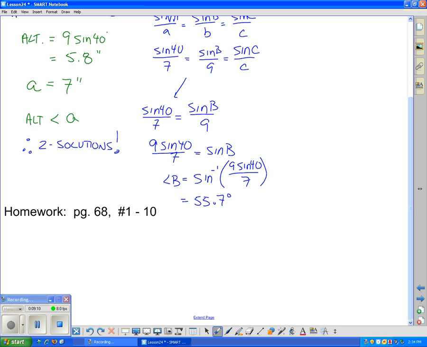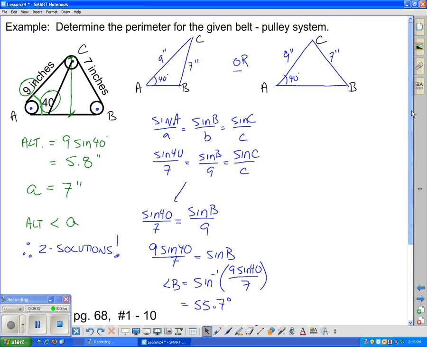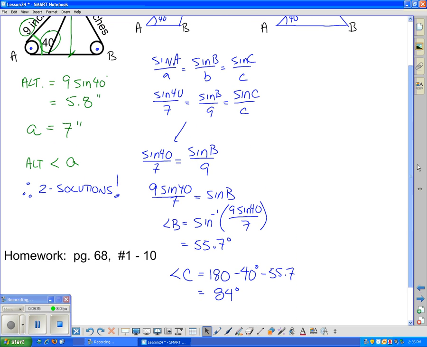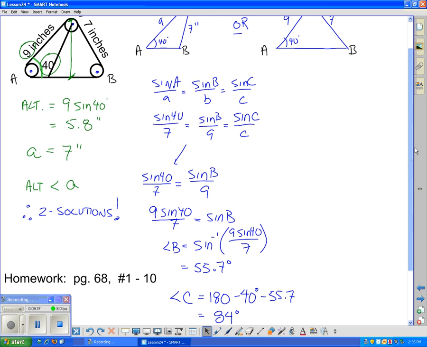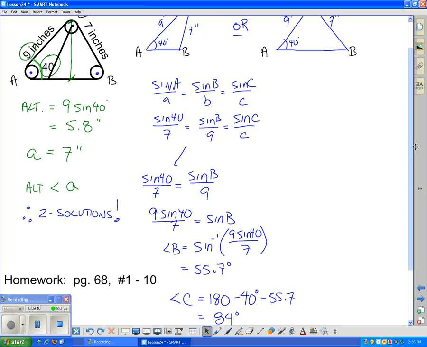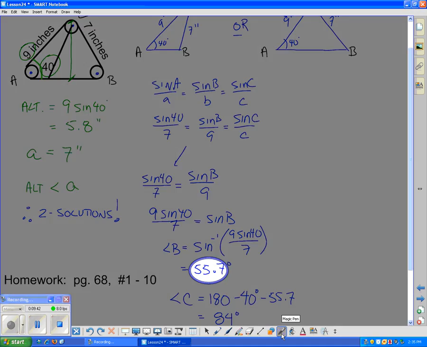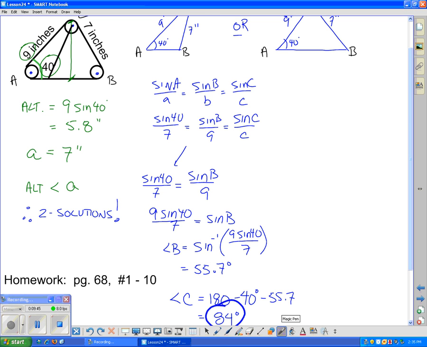All right. Now that means that angle C then is equal to 180 minus 40 degrees minus 55.7. So that means it's 84 degrees for angle C. So if we look at the diagram now, which angles, C and B, look like acute angles less than 90 degrees? Because we've got angle B. Angle B is 56 degrees. Angle C is 84 degrees.